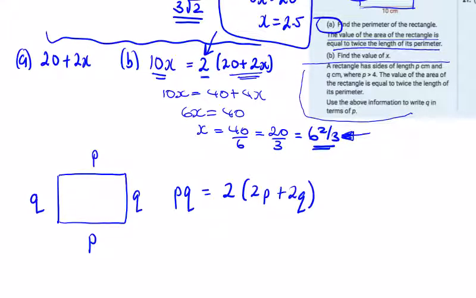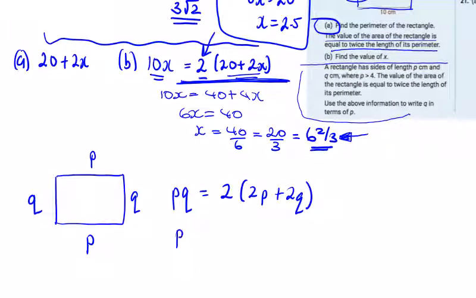So that's what we have set up here. It looks like the book's answer is wrong for that part. So what do we ask here? The value of the area is equal to twice the length of the perimeter. Use the above information to write Q in terms of P. Right, we need to isolate Q.